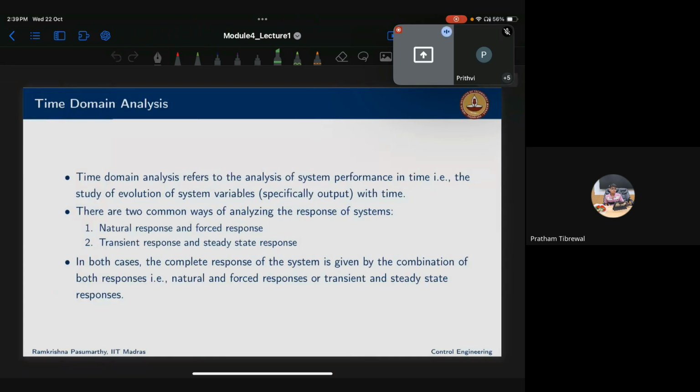So basically, time domain analysis refers to the analysis of the system performance in time. That means how the different variables in the system evolve with time. There are mostly two common ways we have. The first one is natural time domain response and forced time domain response. Another one is transient time domain response and steady state time domain response. We'll see exactly what these two are, and then we'll get into first order as well as second order systems.